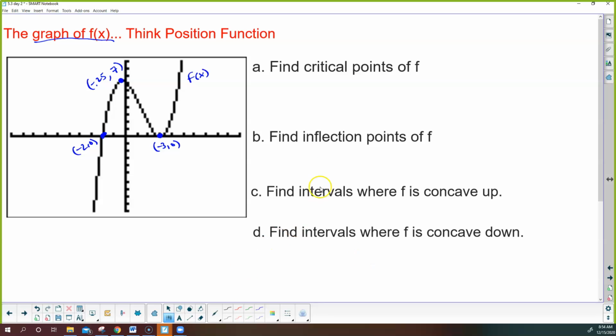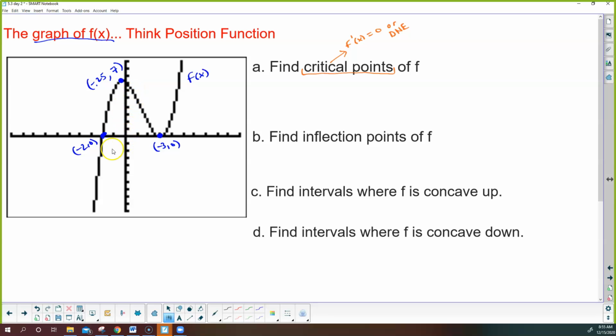All right, so here's what I like to do when I have problems like this. If they tell me to find the critical points, the very first thing I do is, without even looking at the graph, I think, all right, what do I know about critical points? They are where the derivative is equal to 0 or does not exist. And then there has to be a sign change as well. So where does the derivative equal 0?